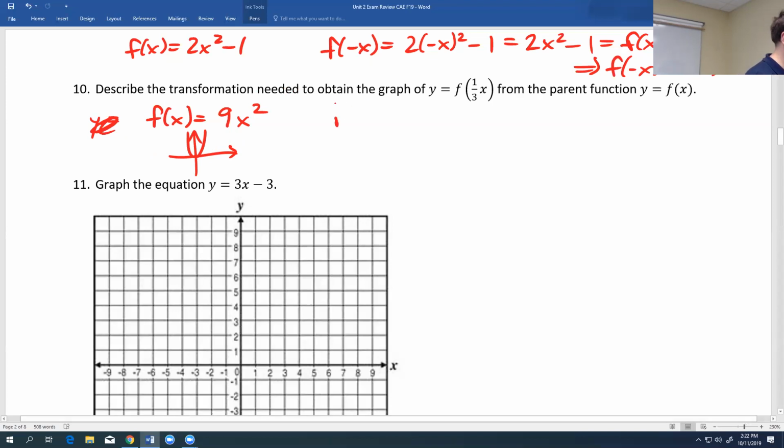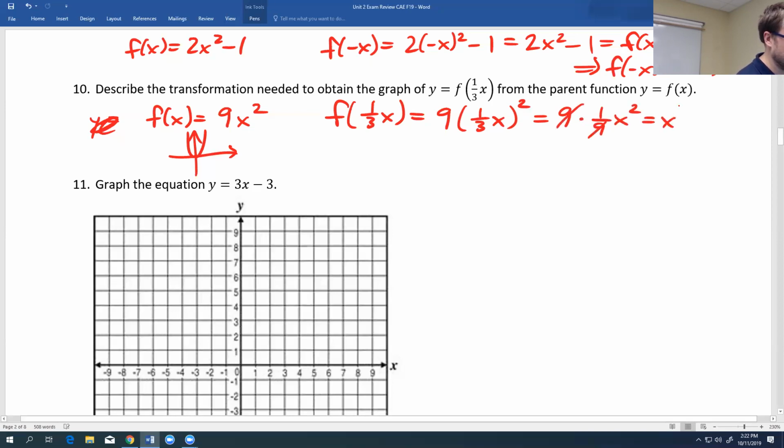And then if I do f of 1/3 of x, I have to plug it into a set of parentheses like that. So then I have 9, and then what's 1/3 squared? Well, that's just going to be 1/9. I get x squared. So what does that look like? That's going to be a wider parabola. So it's a, let's see what we want to say, horizontal stretch, right?